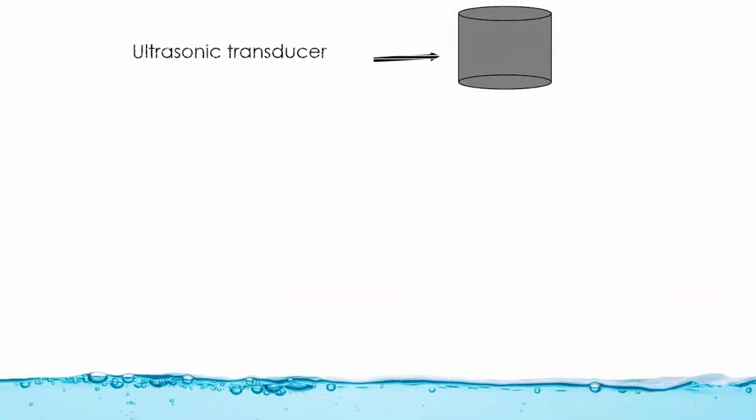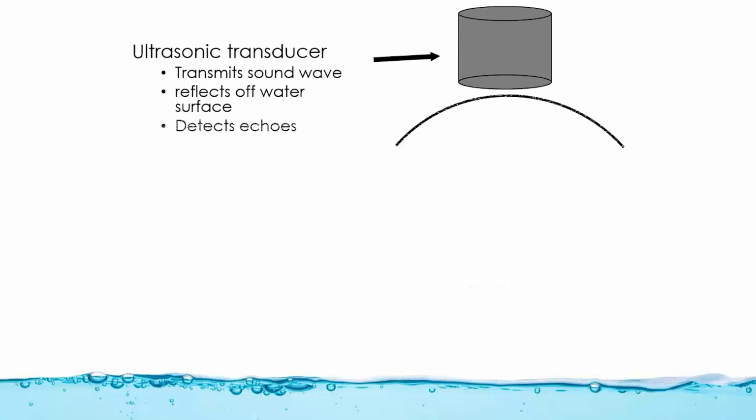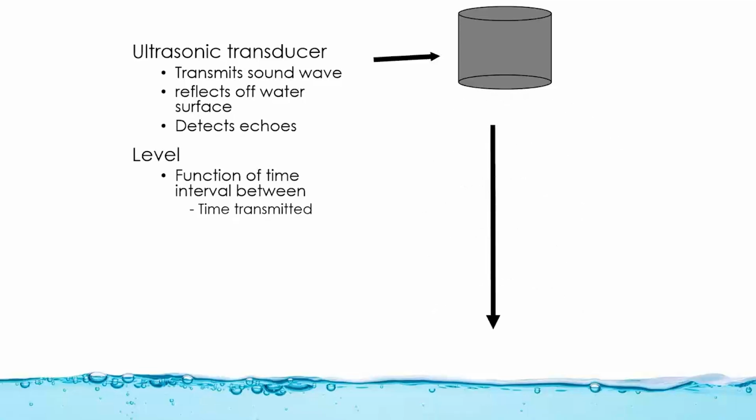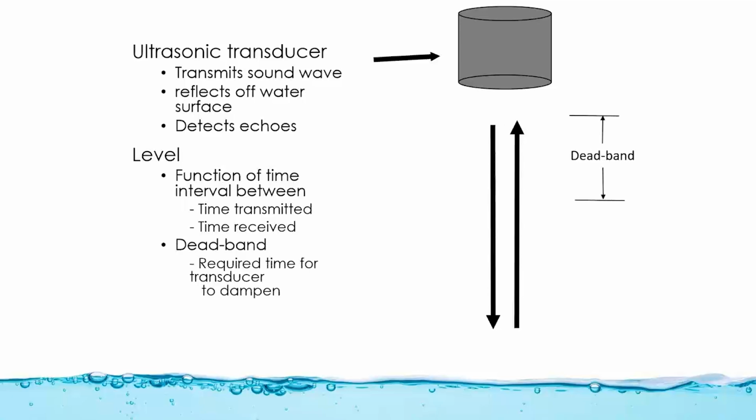Now, the way an ultrasonic sensor works, you have a transducer, it transmits a sound wave, it bounces off the surface of the water, and it measures the amount of time it takes for that return echo to come back up to the sensor. And with that, it can determine the distance and the water level. Now, all ultrasonic sensors have a deadband because it takes a certain amount of time for it to be able to transmit and then receive. So you want to be careful when installing it that you make sure you have your sensor high enough above your flume or channel to properly read the flow rates.